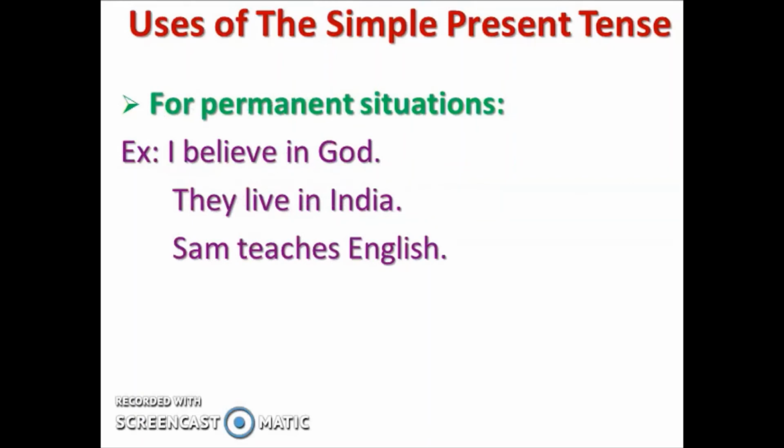The simple present tense is also used for permanent situations. For example, I believe in God. They live in India. Sam teaches English. I have 2 brothers and a sister. Jeremy likes chocolates and ice cream. She is a tall girl. These are all examples of the simple present tense.